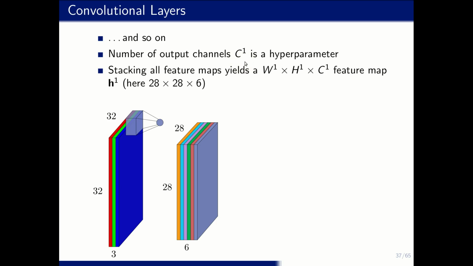Each of these different colored kernels produced a feature map, and by stacking them, we got a W1 times H1 times C1 feature map. So here in this example, W1 and H1, the width and the height of this new feature map, is 28, and the number of channels is 6, because we applied 6 different convolutions. And this new feature map is now called H1. Recall the first feature map, the image, was called H0, and now we've produced a new feature map, H1.